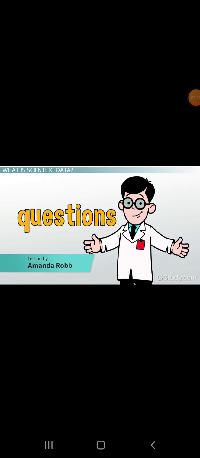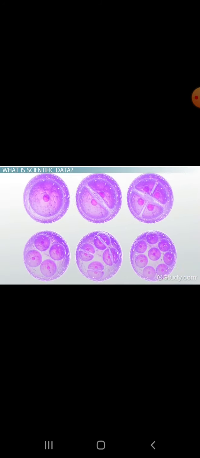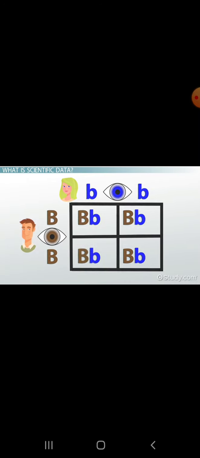As you might already know, questions are the backbone of scientific investigations. What do plants need to grow? What proteins control cell division? How are traits inherited? Most questions about the natural world can be answered by collecting scientific data in experiments.